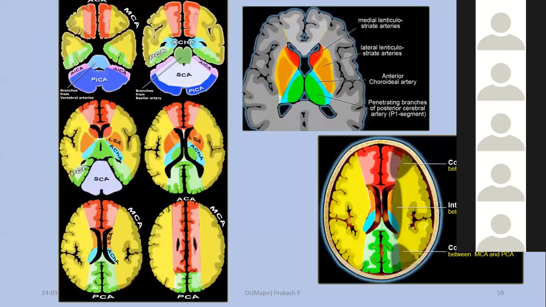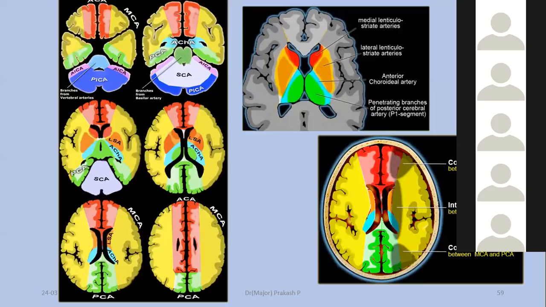So whenever a case of infarct comes, it is natural that you will proceed to involve the various arteries, what the various arteries are, and what structures they are supplying. You should know that the medial lenticulostriate involves the caudate, and the lateral will include the basal ganglia region. So you should also know about the watershed zone territories. So these are very, very important.